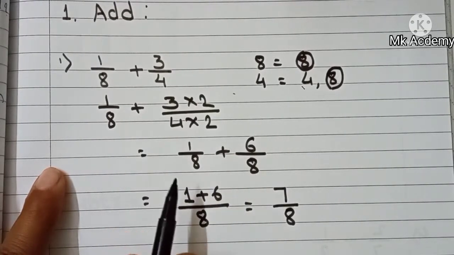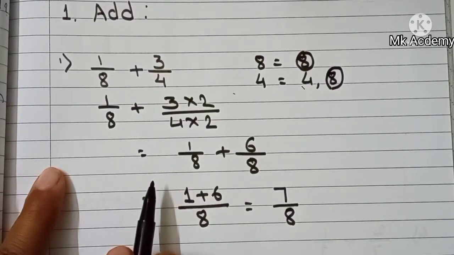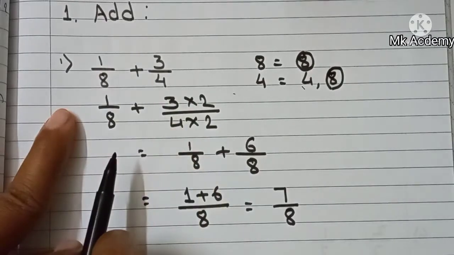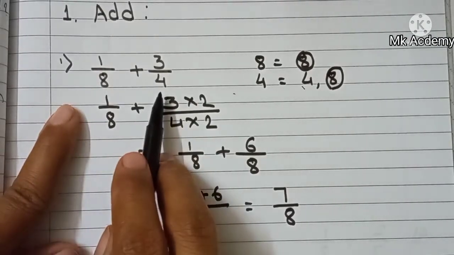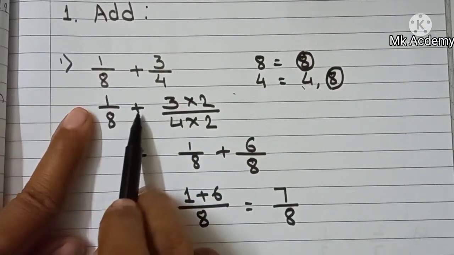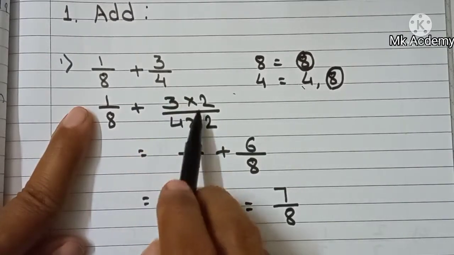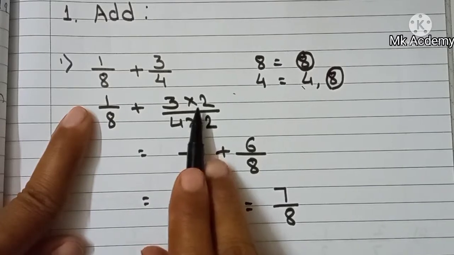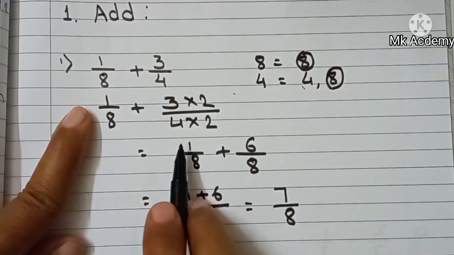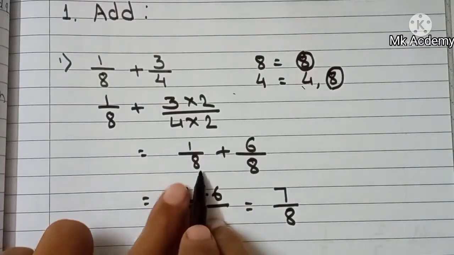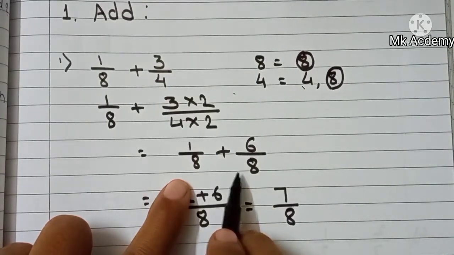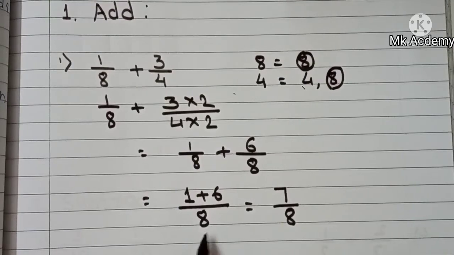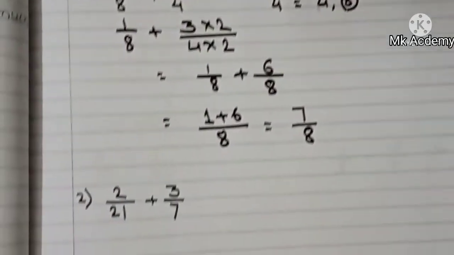We learned addition of like fractions. In this set we have to solve addition of unlike fractions. First we convert these unlike fractions into like fractions. See, 1/8 plus 3/4. Then 1/8 plus, we multiply 3/4 by 2 in numerator and denominator. Then we get 3 twos are 6, 4 twos are 8, 6/8. 1/8 plus 6/8. Now see, denominators are same, means these are like fractions. Then we do addition.